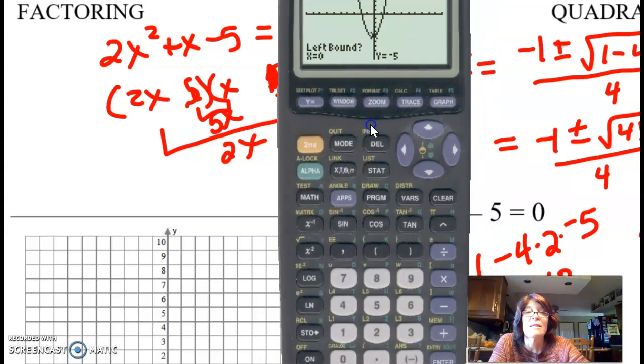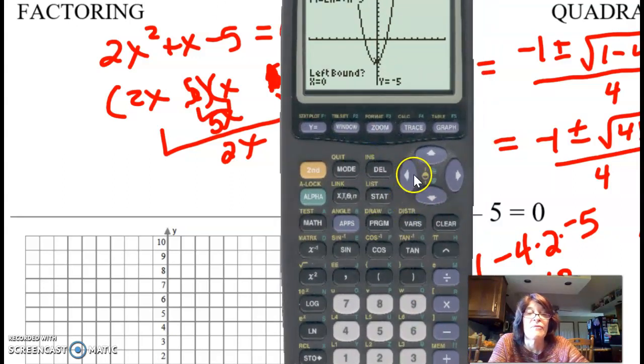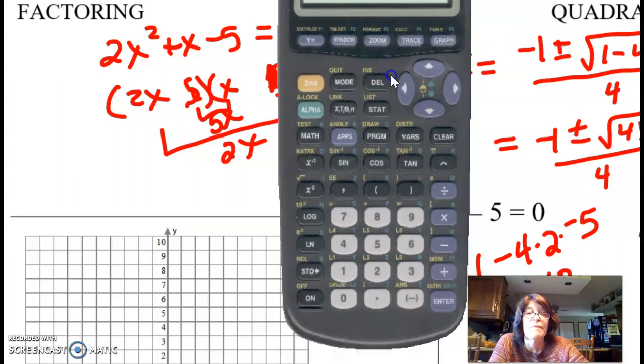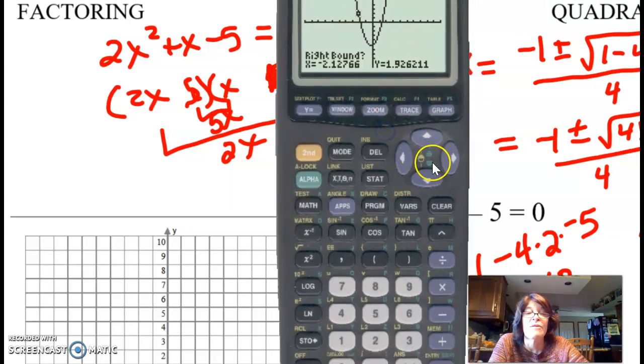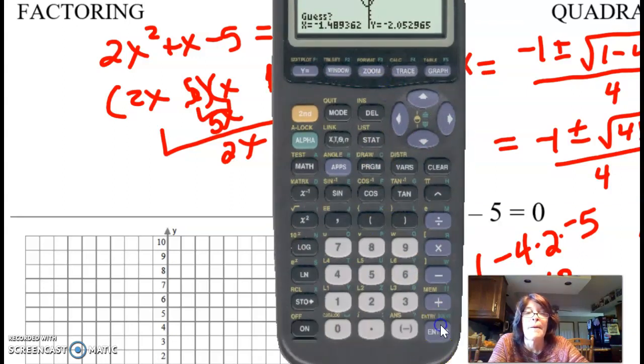Okay, and it asks me to go to the left of my first zero. So I want to go to the left of this one. There we go. And then it asks me what my right bound of my zero is. Well, let me trace to the right bound. There, that's good enough, as long as I'm to the left and to the right.